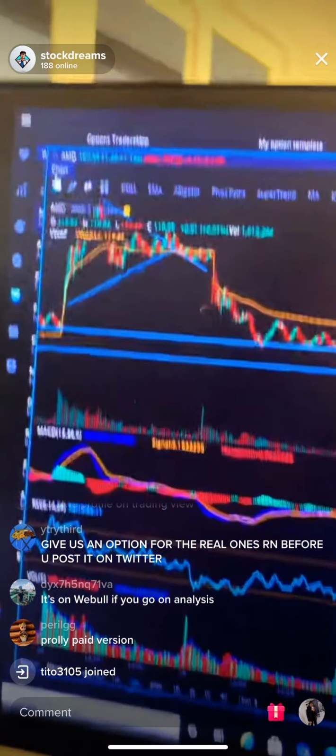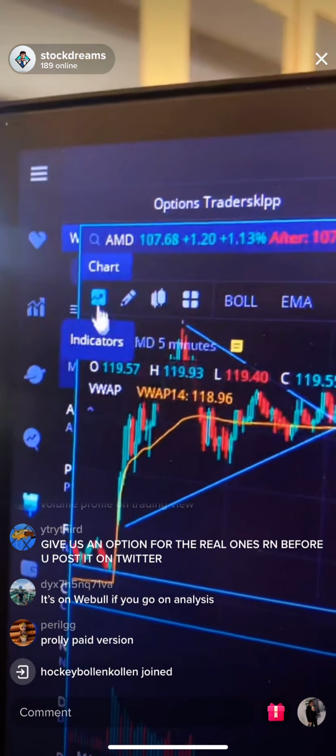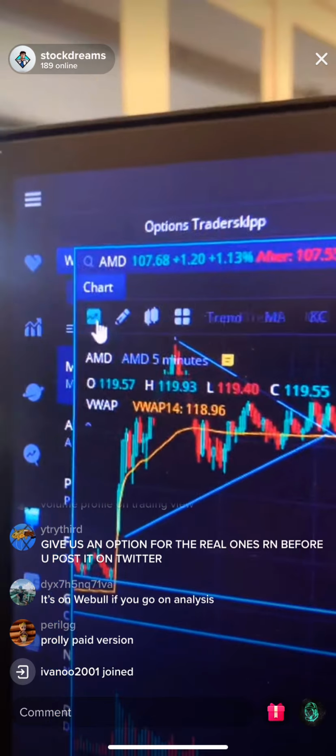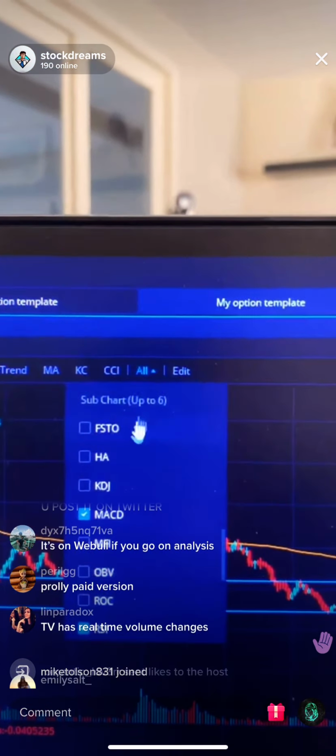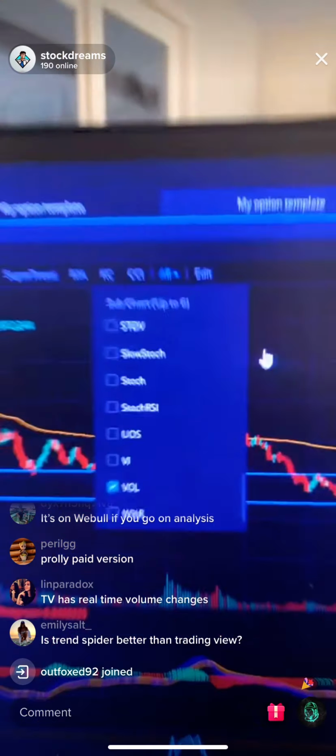So to add indicators on Webull, you want to go over here to the top left, and you see indicators. Press that, and it's going to give you all these. If you don't see the one you want, press on all, and it's going to give you a bunch more indicators.